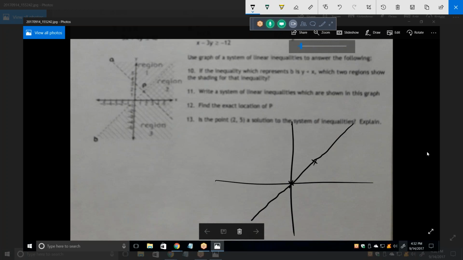And so we're graphing, hold on. Tutoring? Bye-bye.